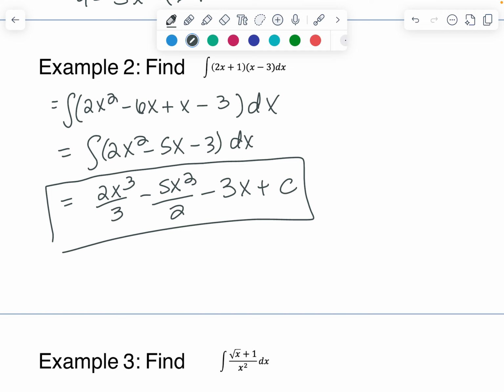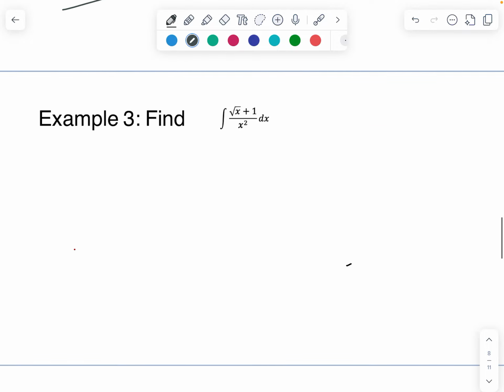Next one, same idea. It is a quotient, and as it is now, there's nothing you can do about it, but you can manipulate this algebraically. So the first thing I'm going to do is, the same idea as taking derivatives: if you have something in radical form, you need to switch it into exponential form. So I'm switching the square root of x to x to the 1/2 power, so that I can potentially use the reverse power rule, it would need to be in exponential form.